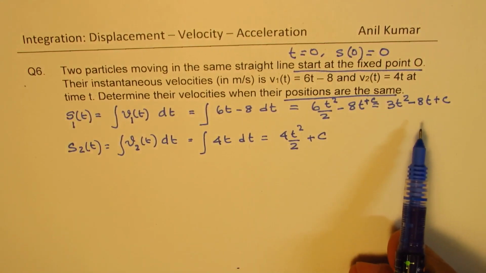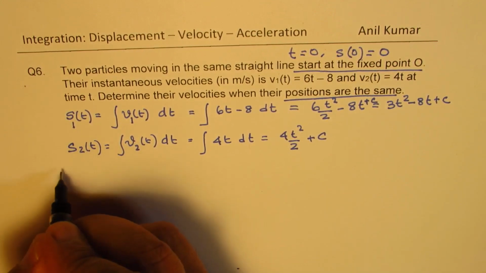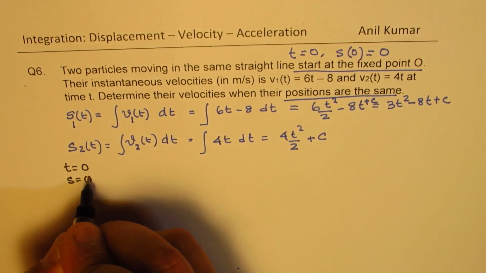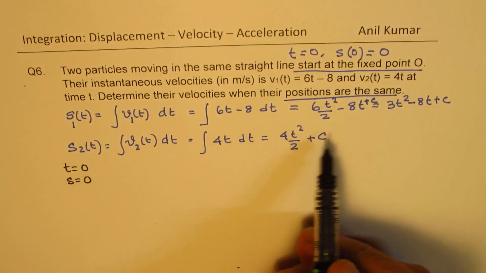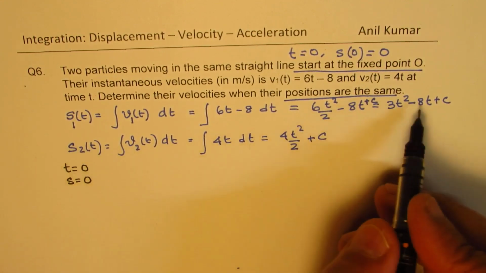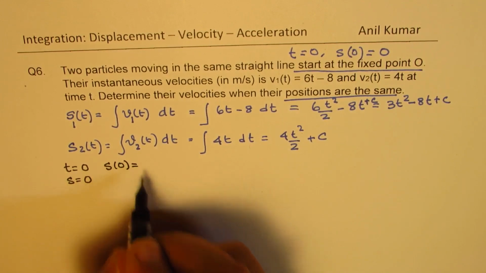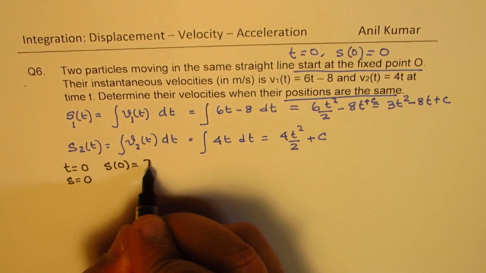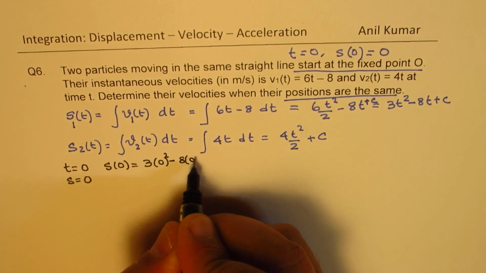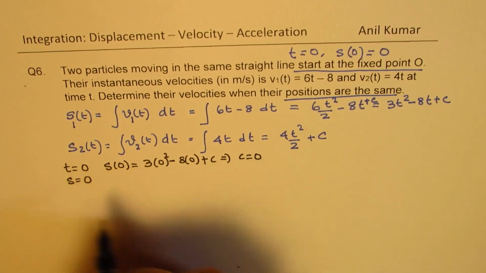So if you put that condition in these, that is to say, at t equals 0, S equals 0, right? They are starting from the same position, so both should be at the same position. That gives you that in the first case, S of 0 should be equal to what? We are writing this as 3 times 0 squared minus 8 times 0 plus c. So that gives the value of c as equal to 0.